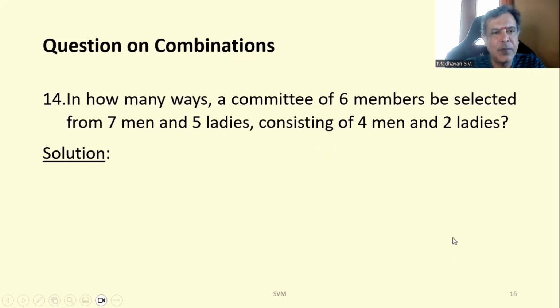It is a question on combination. In how many ways a committee of 6 members be selected from 7 men and 5 ladies, consisting of 4 men and 2 ladies? So here we'll create a small table, men, ladies.